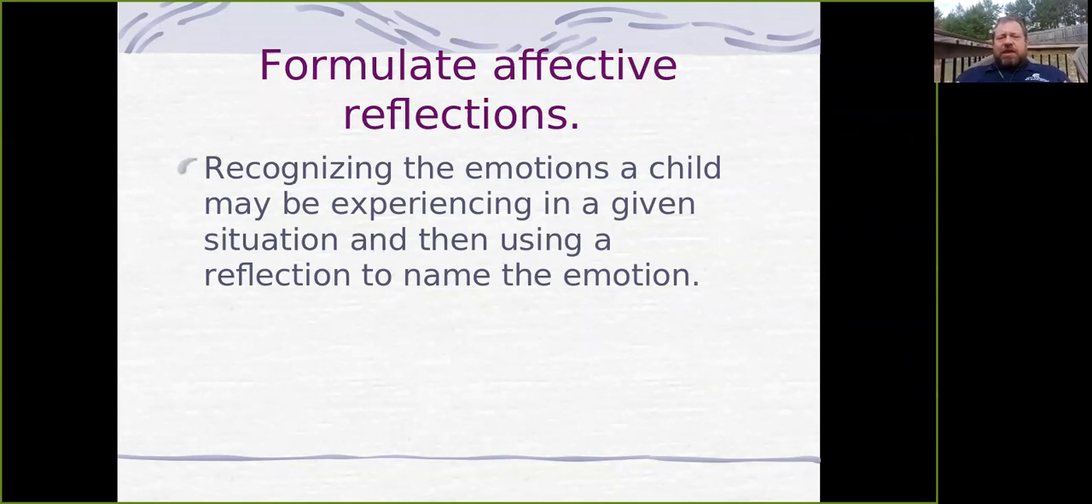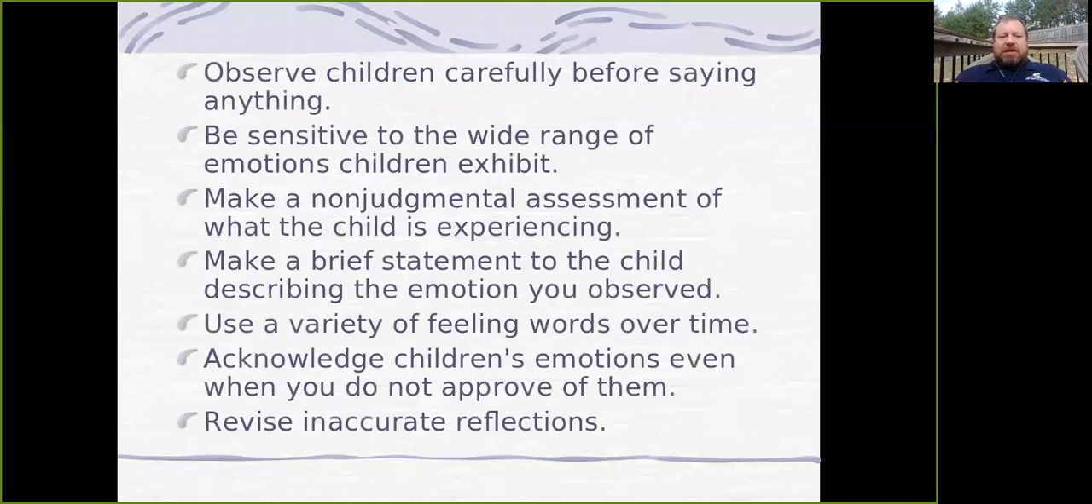It's very similar to the behavior reflection, which was describing something about the child or what they were doing, except an affective reflection is more of a comment on those things we can't directly observe. So, what a child might be feeling or thinking or what's motivating them. To formulate an affective reflection, we have to recognize the emotions that a child might be feeling and then use the reflection to name that emotion back to them. And as with a behavior reflection, the primary goal is to say, child, I recognize you, I see you, it's important to me what's going on.